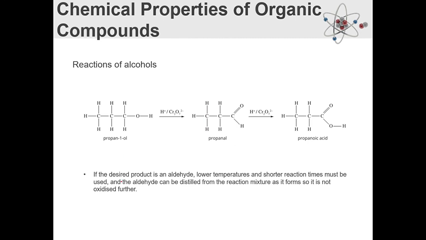Now, if the desired product is an aldehyde, we can use lower temperatures and shorter reaction times to go from propanol to propanal, and then the aldehyde can be distilled from the reaction mixture, so it doesn't go any further. And then here it becomes propanoic acid if we leave it too long or do not take it out.